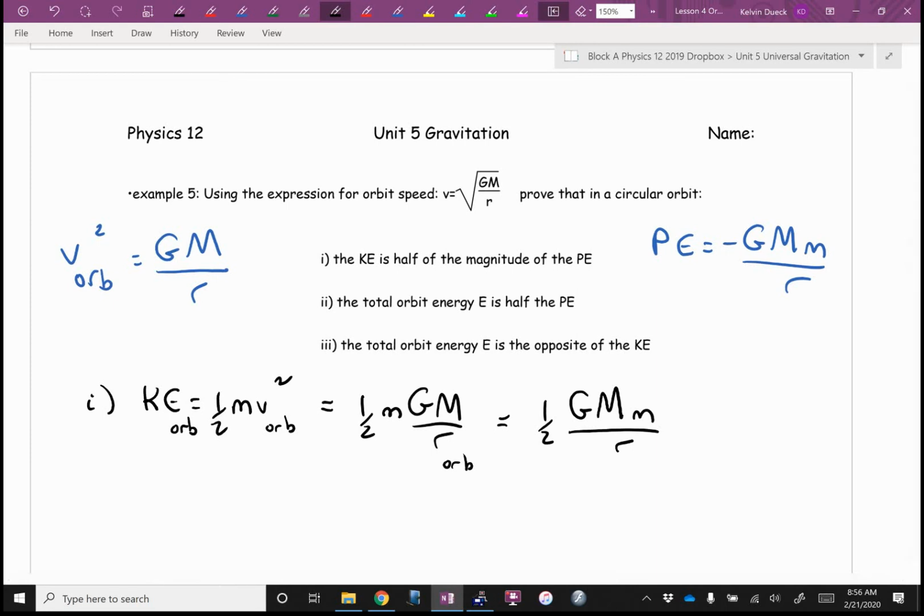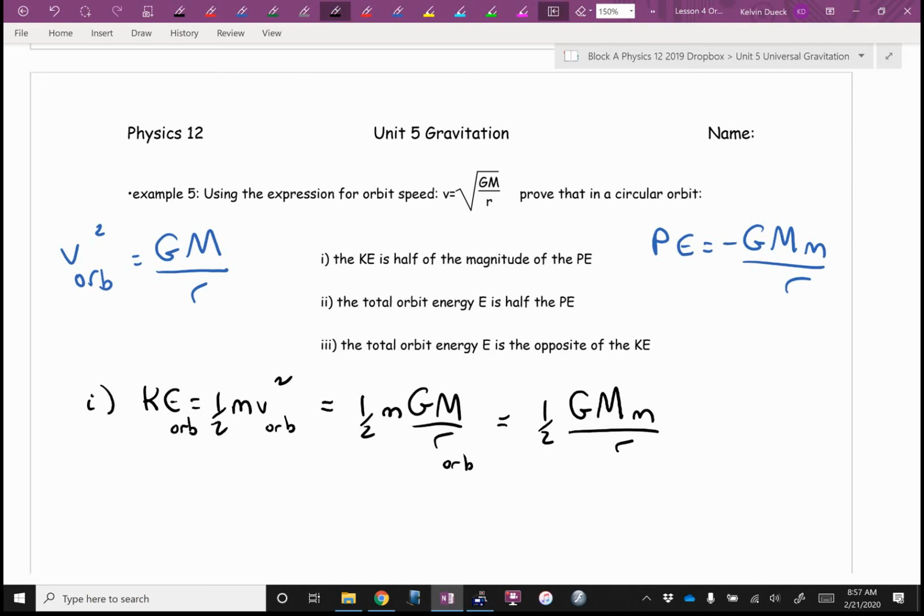Okay. Sam, can you read to me part one? What does it say? Prove what? Start with the word the. Stop. Here's our kinetic energy. Is what? Half. Stop. Is there a one half? Yeah. Keep reading. Negative. Is this PE, but positive, which is why I said the magnitude of the PE, okay?